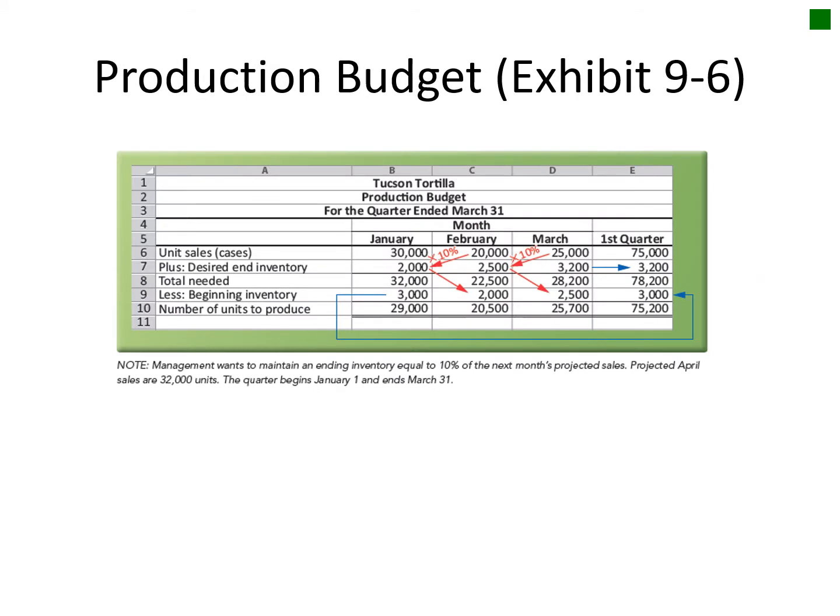Okay, so notice for this particular example of a production budget, they give you January, February, March. Notice here is that inventory formula in a vertical format where they give you units of sales. They give you the desired ending inventory equals total needed. Then you subtract out beginning inventory. Now, when you see this 10% up here, if you read this down below, it says management wants to maintain an ending inventory equal to 10% of next month's projected sales. Now, basically, this is the formula you need for ending inventory.